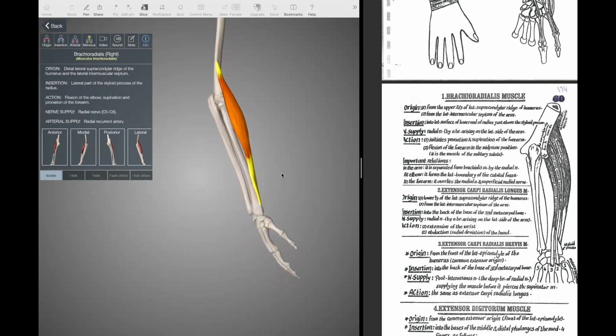The brachioradialis is a weird one. Okay, we need to know origin, lateral supracondylar ridge of humerus. Insertion is the styloid process of radius. Action is supination pronation of the forearm. Nerve supply, radial nerve.